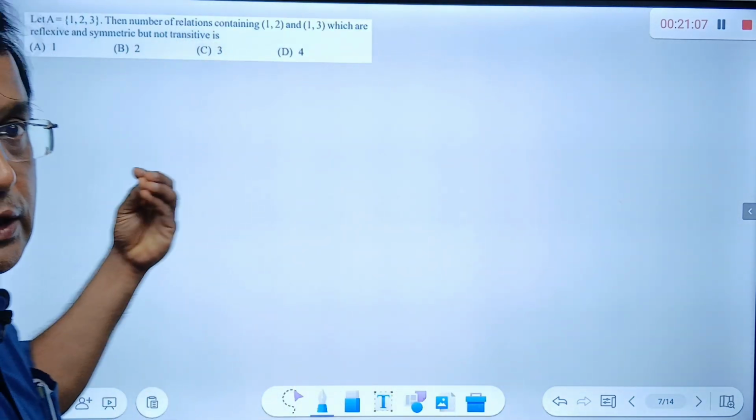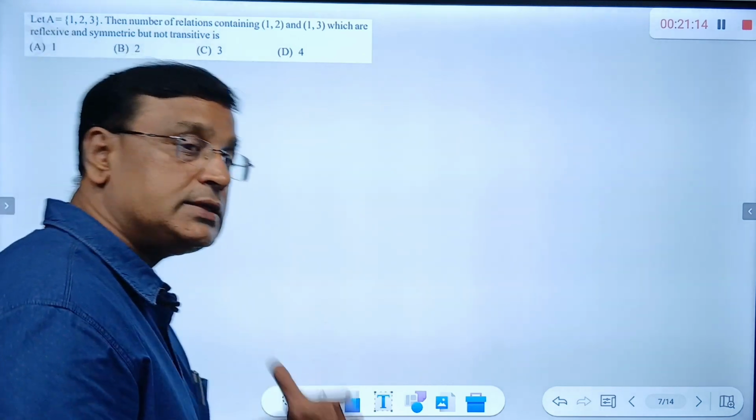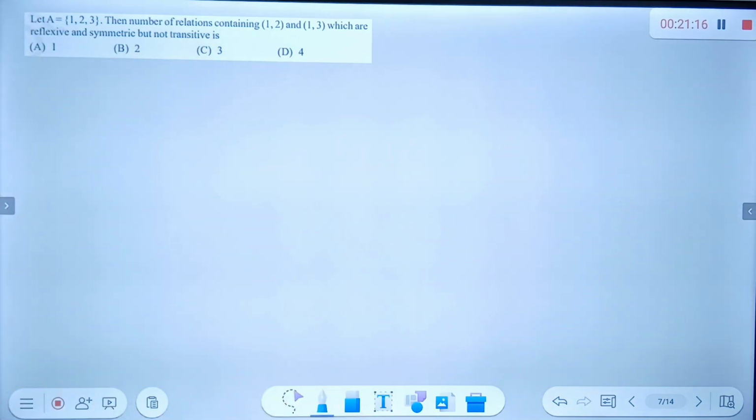The next question. This is again an NCERT question. A equal {1, 2, 3}. Find the number of relations containing (1, 2), (1, 3) which are reflexive and symmetric but not transitive.